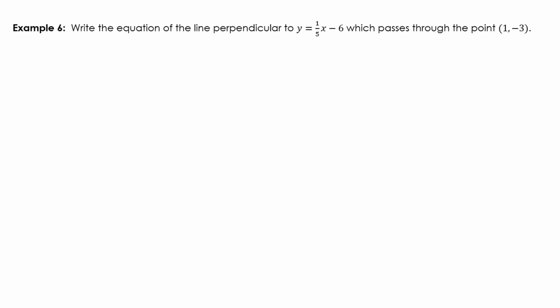All right, on number 6, write the equation of the line perpendicular to y equals 1/5 x minus 6, which passes through the point (1, negative 3). So it's a similar type of problem to the one that we just did. We are trying to write the equation, so that means we need to know the slope and the y-intercept. For the equation they gave us, it's in slope-intercept form. They tell us that the slope is 1/5.